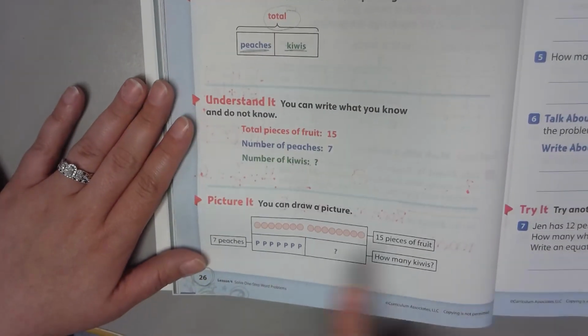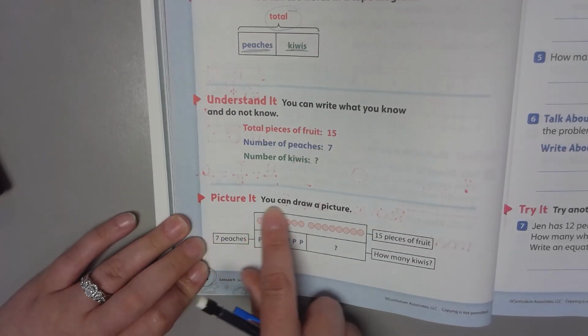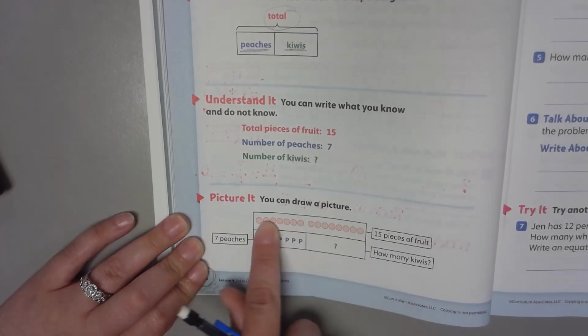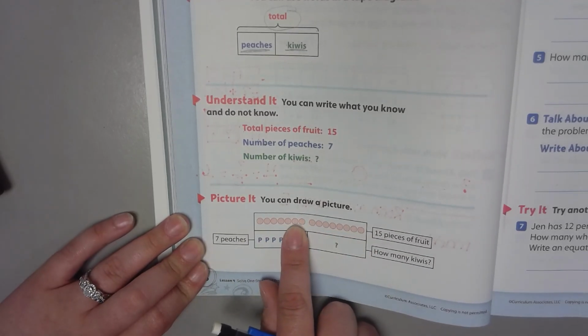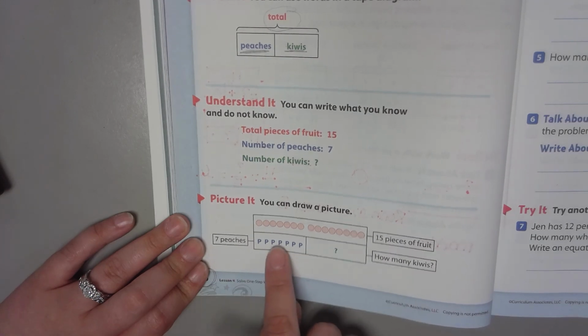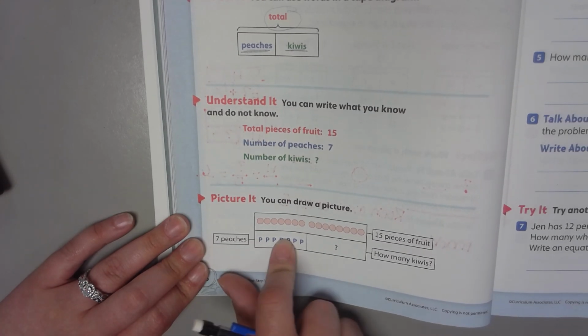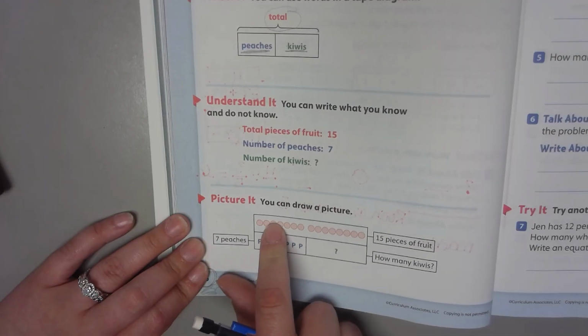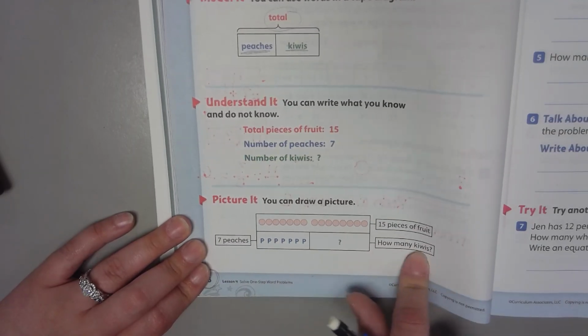Then they drew a picture. Picture it. You can draw a picture. So they did all the fruit, the 15 pieces of fruit, because that's your big boss. That's how many fruit pieces you have in all. Then they did the peaches as a small fry, because there's 7 pieces of peaches in the bowl. 7 peaches. And then our mystery has to be the other pieces of fruit.